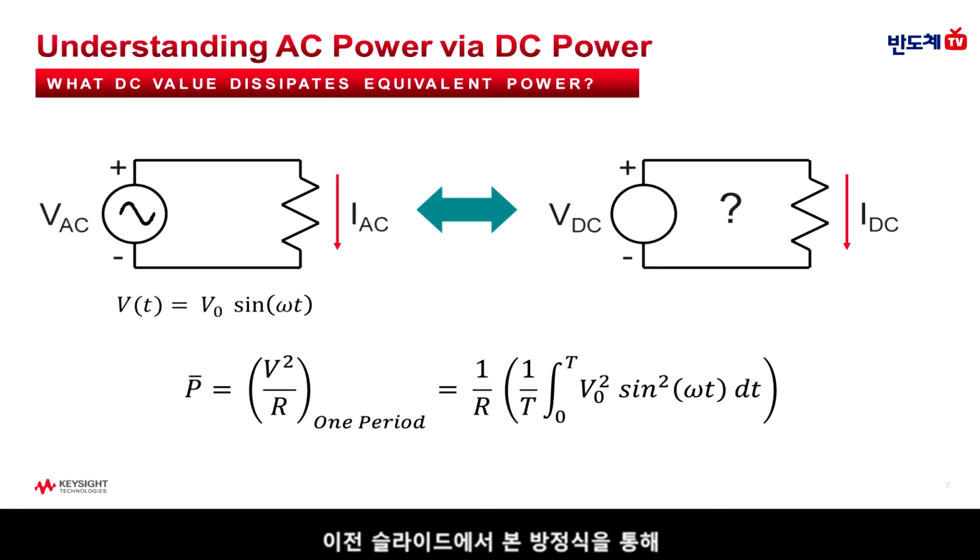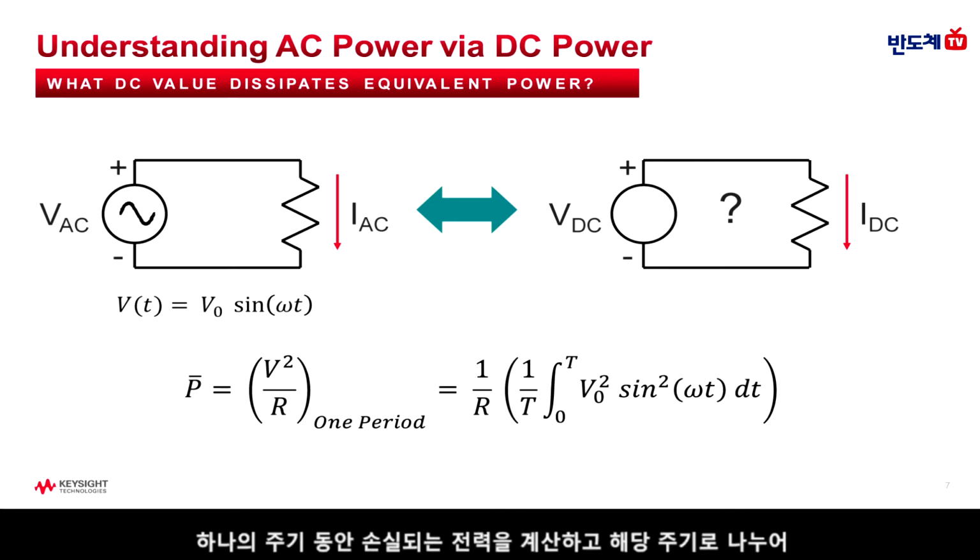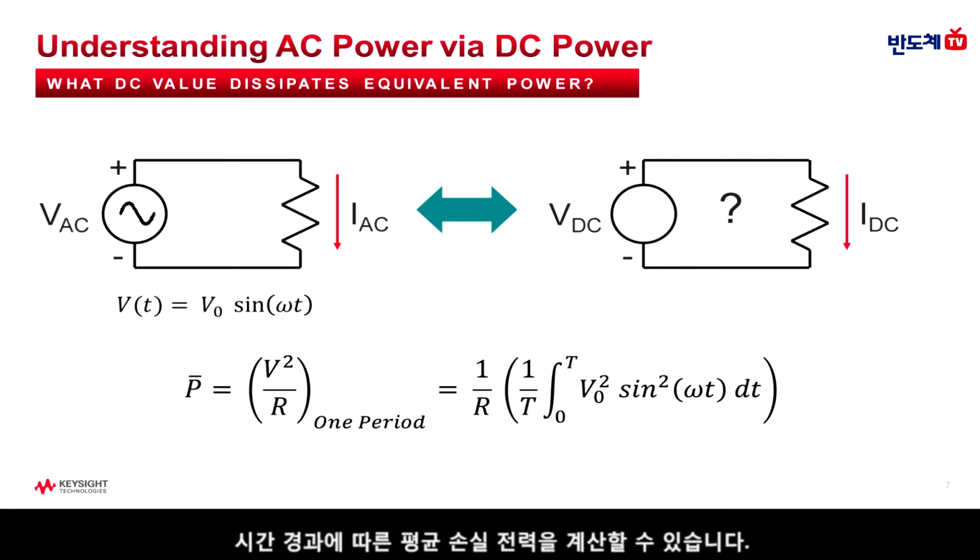So from the equations shown on the previous slide, we know how to calculate the power dissipated if we apply a DC voltage to a resistor. But what about the case of a time-varying waveform? Well, if the waveform is periodic, then we can still calculate the average power dissipated over time by calculating the power dissipated over one period and dividing by the period. But therefore, an interesting question to ask is, what is the equivalent DC voltage or current that we would have to apply to achieve the same amount of power dissipation?